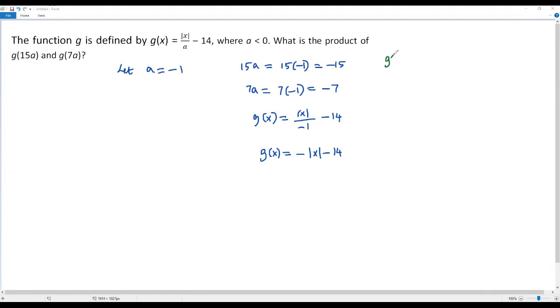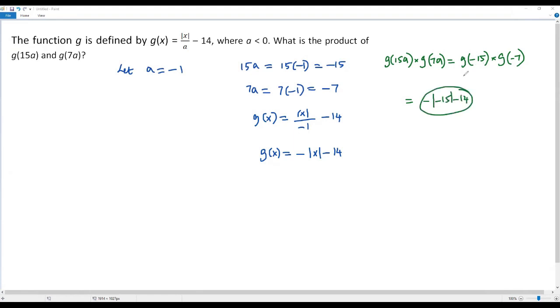That is g of 15a times g of 7a equals g of, we know that 15a equals -15, so we can plug in this -15 for 15a, times g of, for 7a we have -7. Let me plug in -7 for 7a. Now to get the value of g of negative 15, I have to plug in this negative 15 for x over here. Then I'm getting negative of absolute value of negative 15, negative 14.